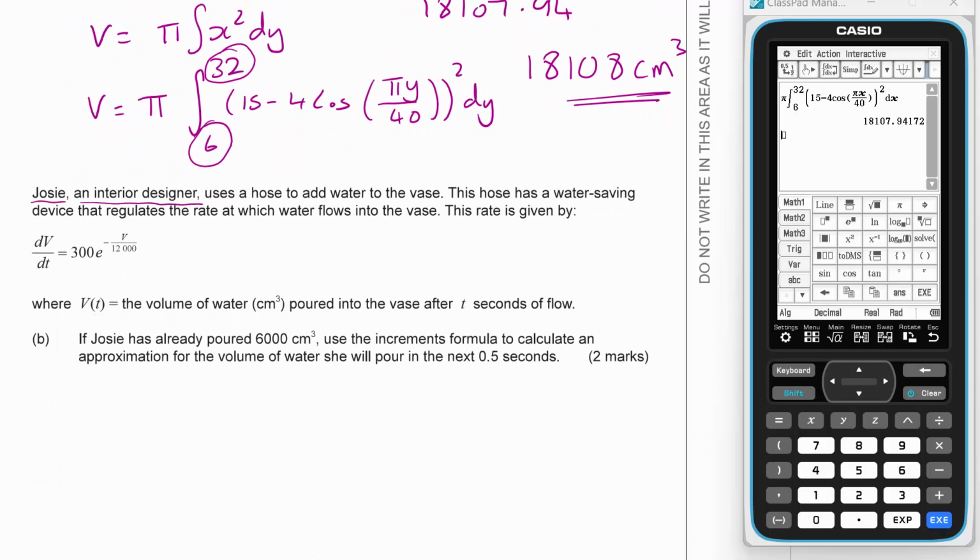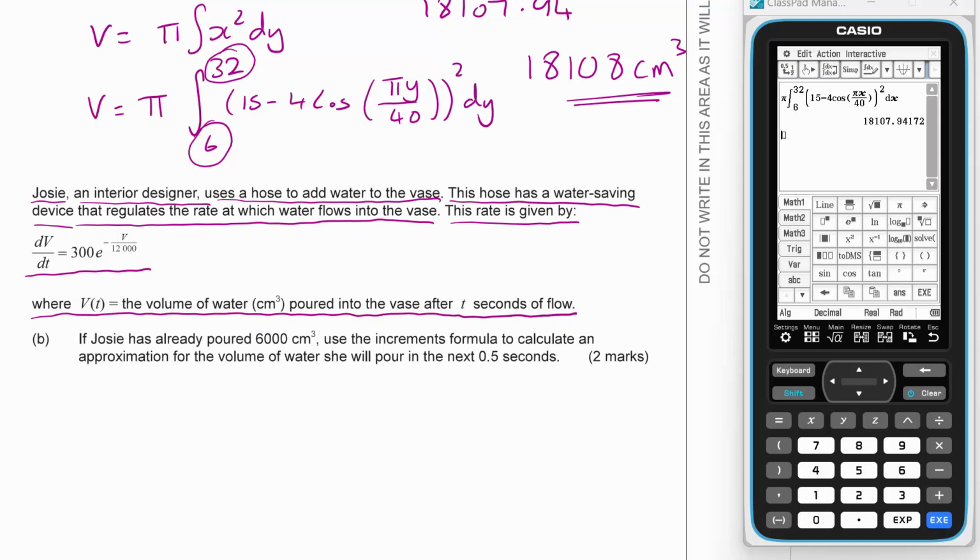Josie, an interior designer, uses a hose to add water to the vase. This hose has a water-saving device that regulates the rate at which water flows into the vase. This rate is given by dV/dt is 300 e to the negative V over 12,000, where V(t) is the volume of water poured into the vase after t seconds of flow. If Josie has already poured 6,000 cubic centimeters, use the increments formula to calculate an approximation for the volume of water she will pour in the next 0.5 seconds.